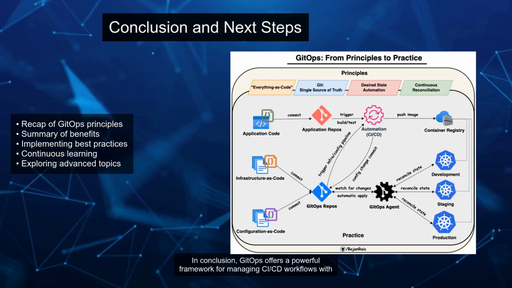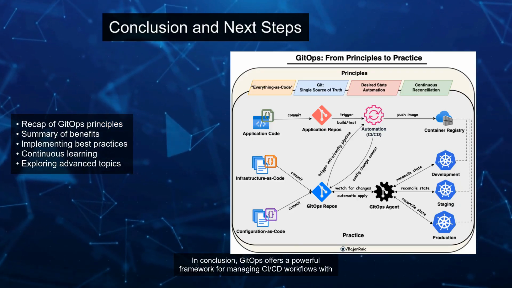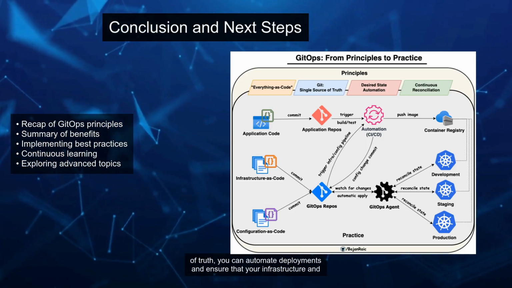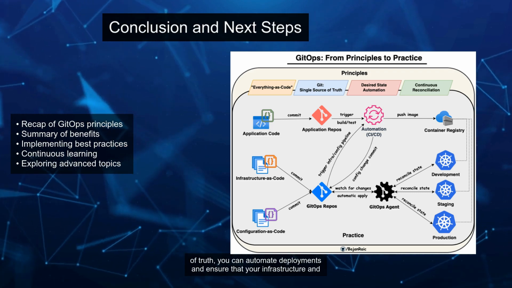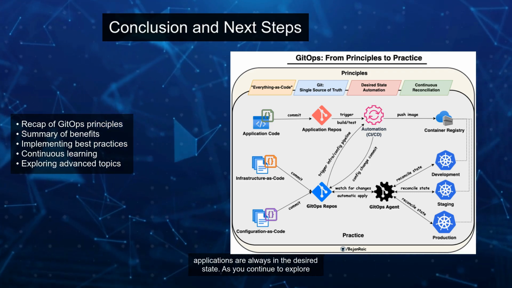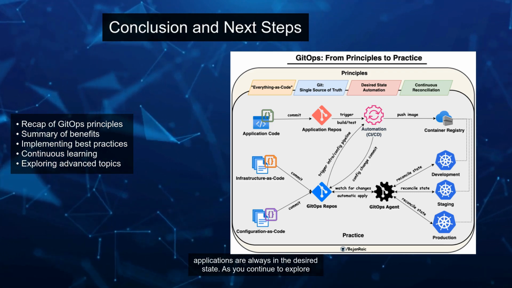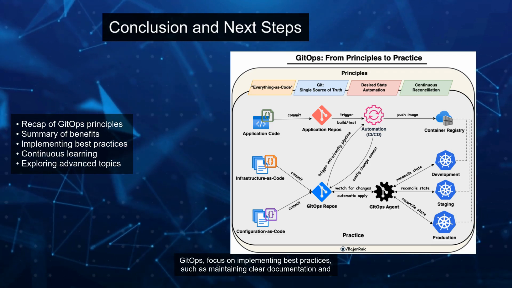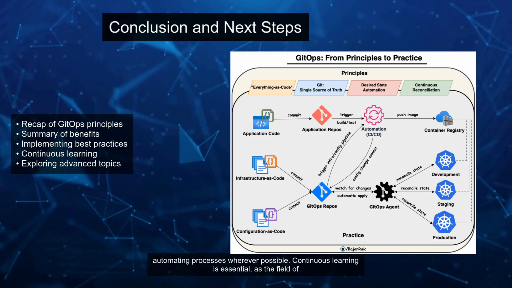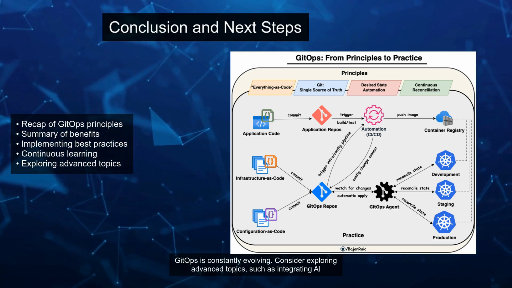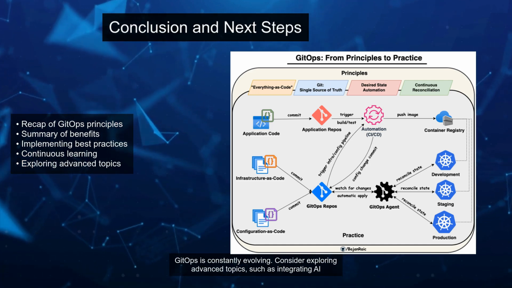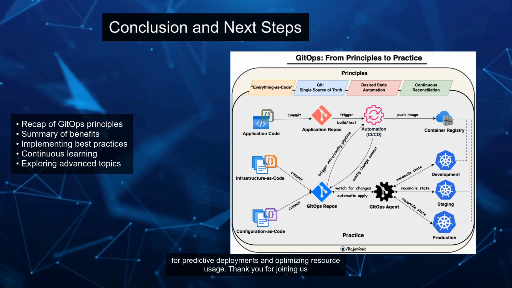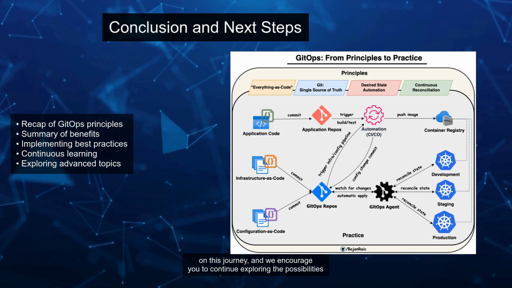In conclusion, GitOps offers a powerful framework for managing CI/CD workflows with increased consistency, reliability, and security. By leveraging Git as the single source of truth, you can automate deployments and ensure that your infrastructure and applications are always in the desired state. As you continue to explore GitOps, focus on implementing best practices, such as maintaining clear documentation and automating processes wherever possible. Continuous learning is essential, as the field of GitOps is constantly evolving. Consider exploring advanced topics, such as integrating AI for predictive deployments and optimizing resource usage.